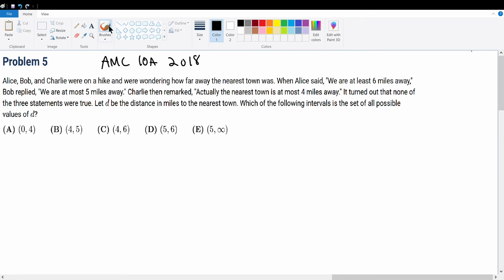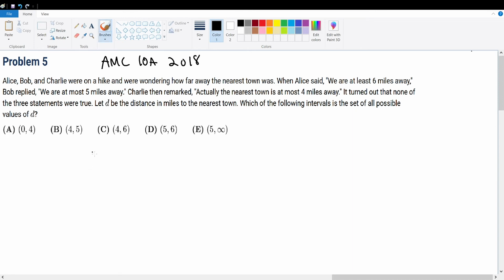AMC 10A 2018 Problem 5. Alice, Bob, and Charlie were on a hike and they were wondering how far the nearest town was. And each say a statement of how long or how far off they think they are from the town. And we're trying to find which of the following intervals is the set of all possible values of D, where D is the distance in miles to the actual nearest town.